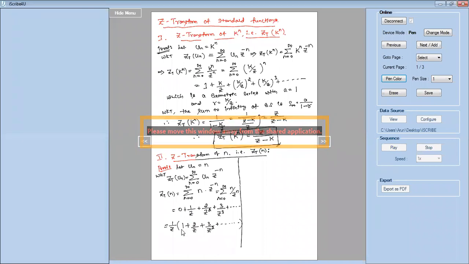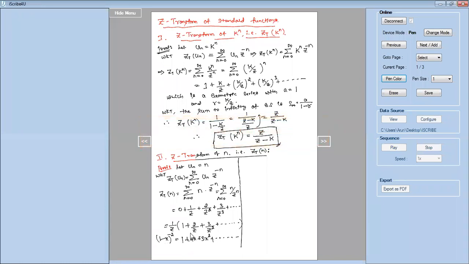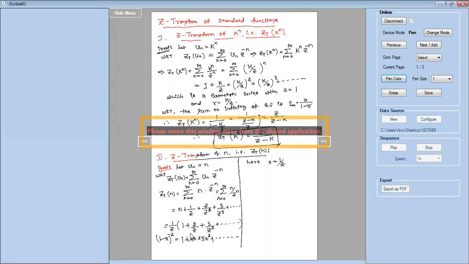Now what type of series is this? This looks like an expansion of 1 minus x whole power minus 2. It is a binomial expansion. 1 minus x whole power minus 2 can be written as 1 plus 2x plus 3x square plus 4x cube and so on. So this is the expansion we know. See here, in place of x we have 1 by z.